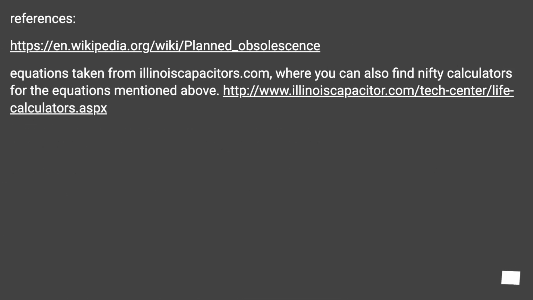References. Equations taken from IllinoisCapacitors.com, where you can also find nifty calculators for the equations mentioned above.